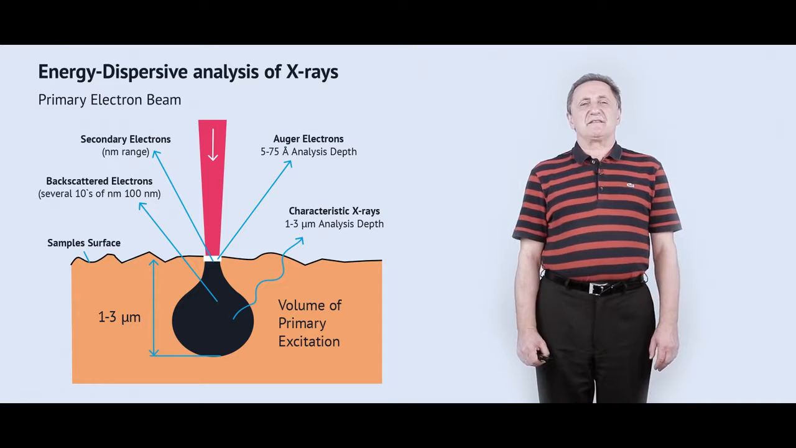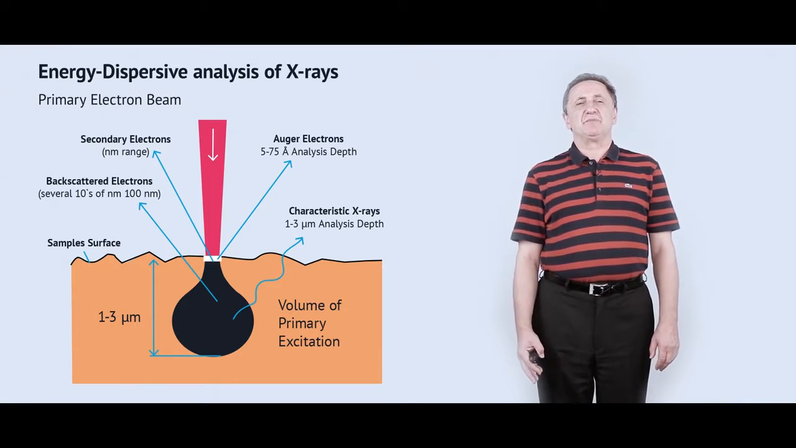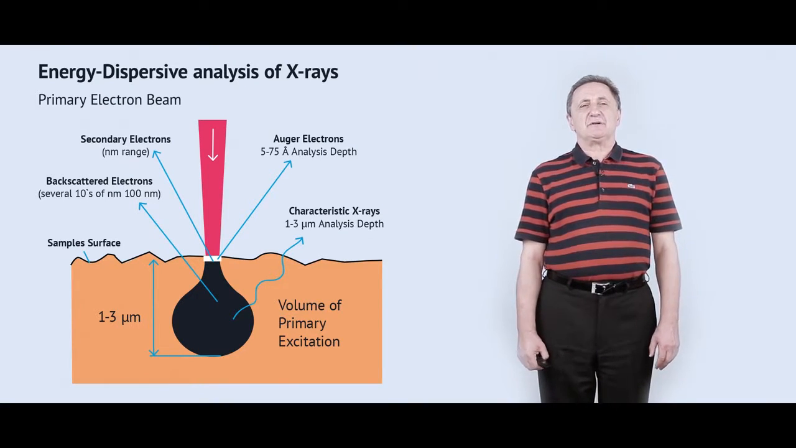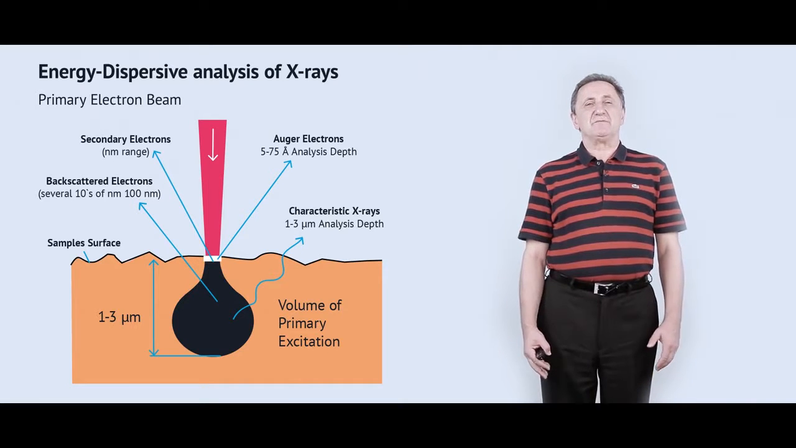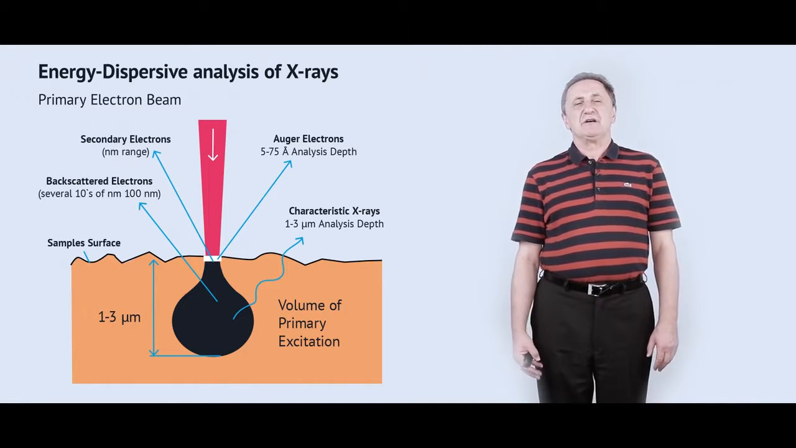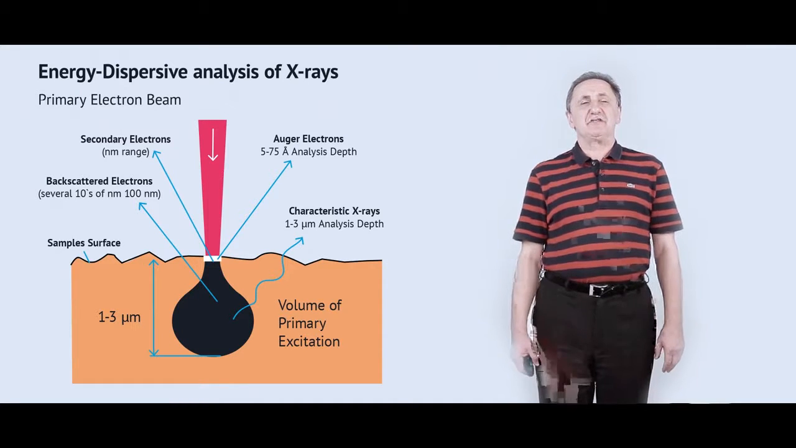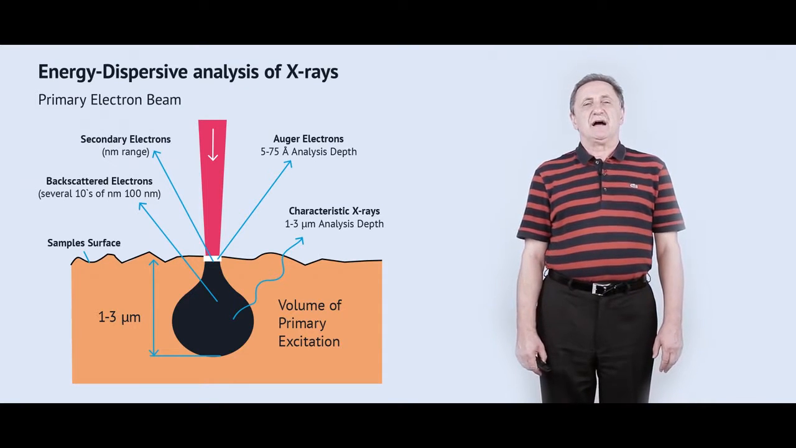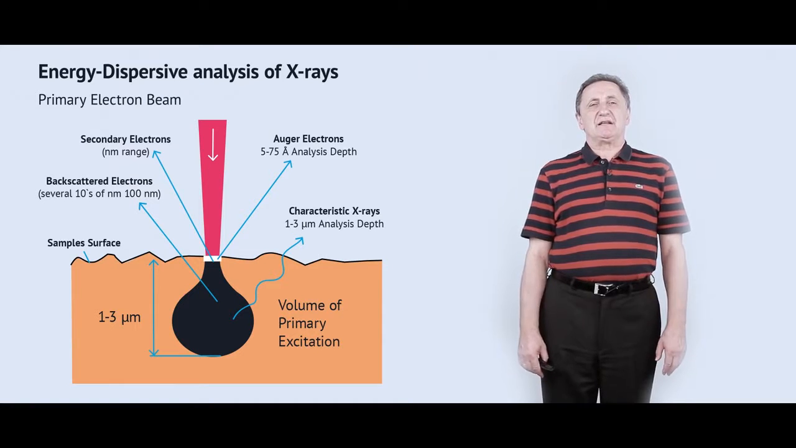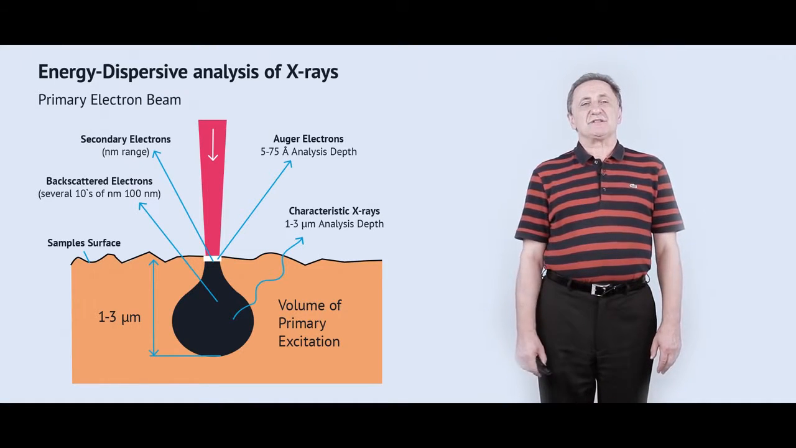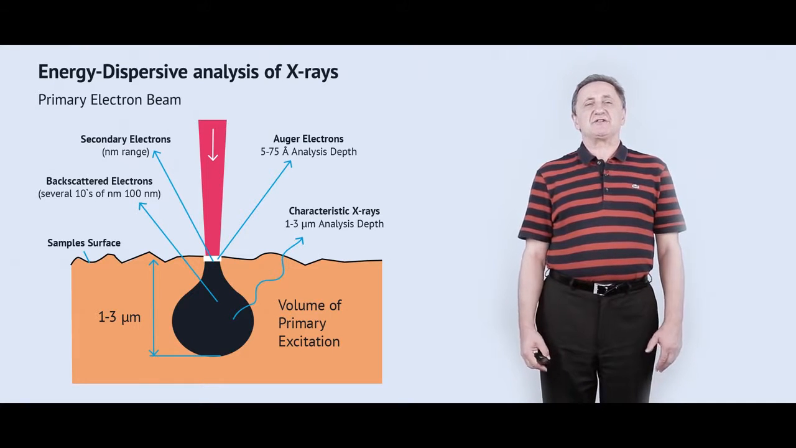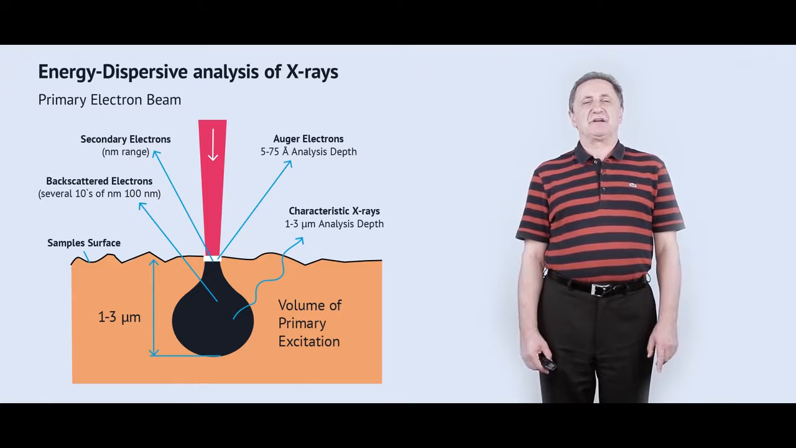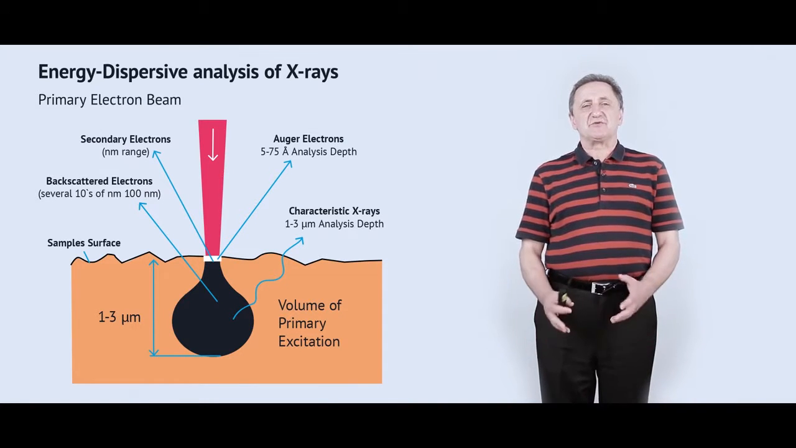It is important to understand that the interaction of the initial beam with your sample takes place in some volume. It means that you will obtain information from the volume of interaction, which depends, of course, on the accelerating voltage of your electron beam. Typically it's on the order of 1 to 5 microns. So information about the elemental composition of your material you will obtain from this volume.